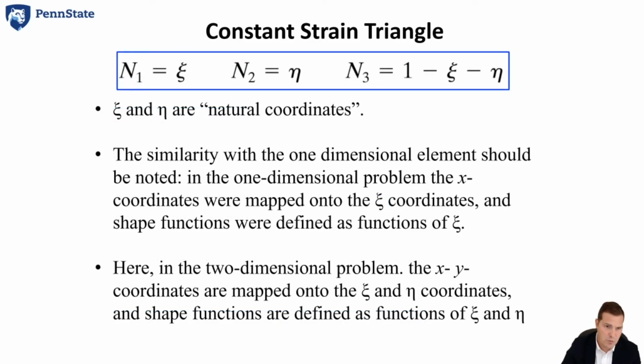It's important to realize the similarity with the one-dimensional element. Remember, in the one-dimensional problem, any x-coordinates, like a billion to a million or whatever they are, were mapped to the psi coordinates of -1 to 1, and the shape functions were defined as functions of psi. Here in the two-dimensional problem, the x-y coordinates are also mapped to psi and eta coordinates, and the shape functions are defined in terms of those values.